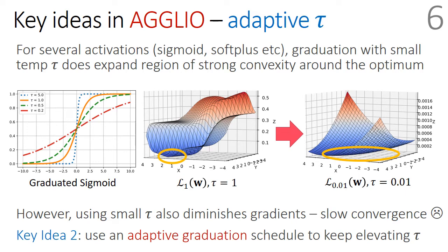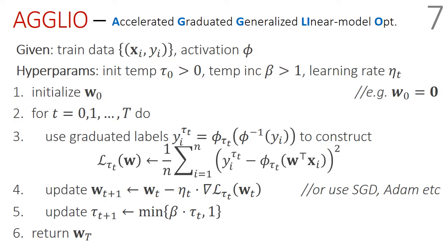Here comes the second key idea of our algorithm, which is to elevate tau incrementally with time. Putting these two ideas together gives us AGGLIO. AGGLIO is an iterative algorithm. Given our training data and activation function, it starts with an initial model W0 and initial temperature tau0. At any time step, AGGLIO first constructs the graduated objective function corresponding to the current temperature. It then uses a descent step such as SGD or Adam on this graduated objective to update the model. Next, it raises the temperature, ensuring the upper bound of 1.